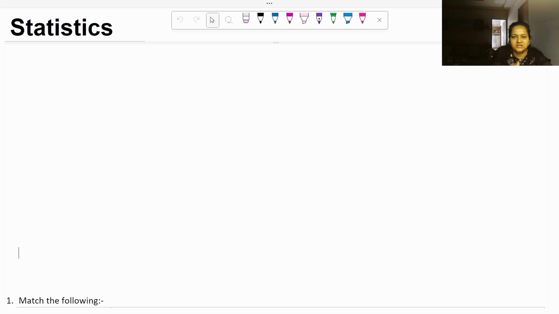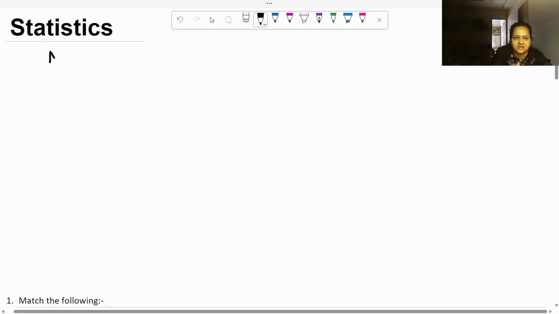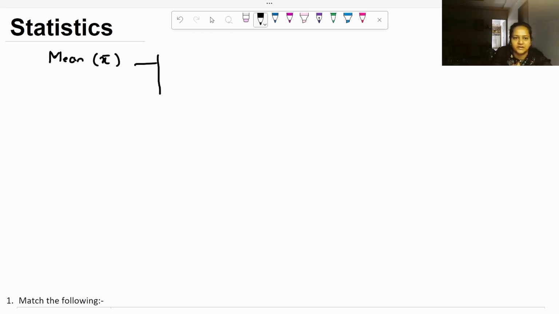So we know the three central tendencies that we have studied in this chapter. First is mean, which is denoted by x bar. And there are three ways of solving a mean. First is your direct method. Next is assumed mean method. And the last method is the step deviation method.